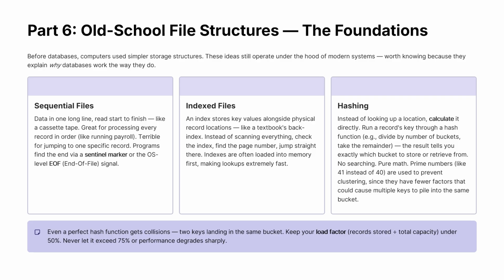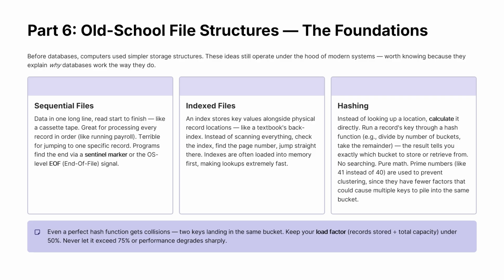To find the end, programs look for a special marker called a sentinel, or rely on the operating system knowing exactly where the file stops. That's the end of file, or EOF. Sequential files are great when you process everything in order, like running payroll for every employee, one after another. But they're terrible if you need to jump straight to one specific record in the middle of a huge file.